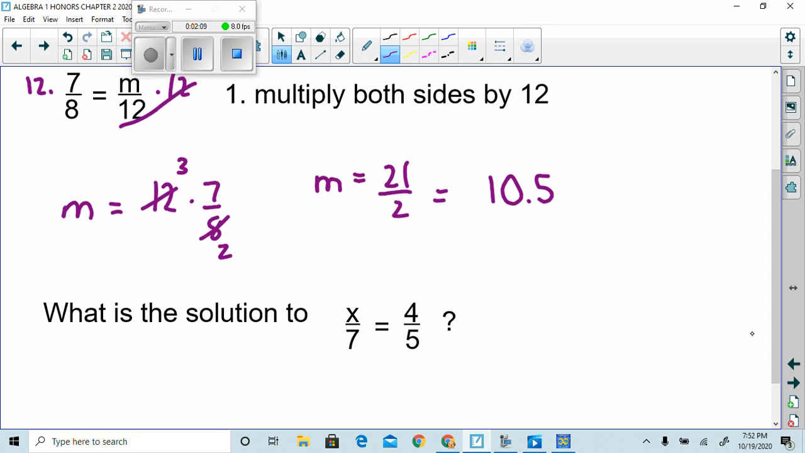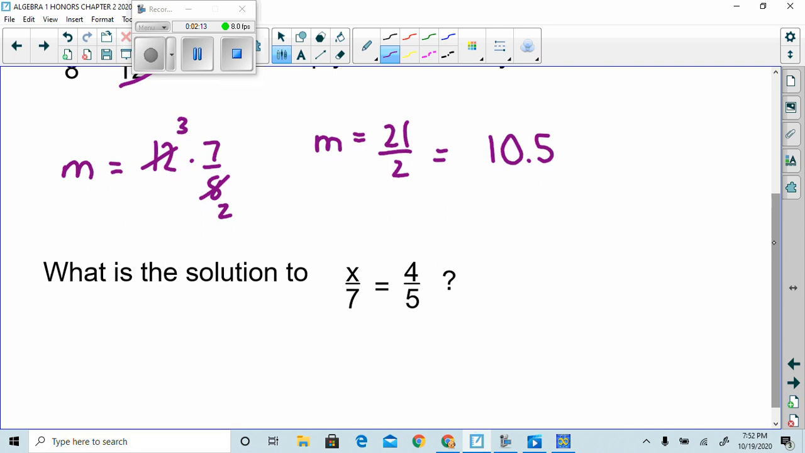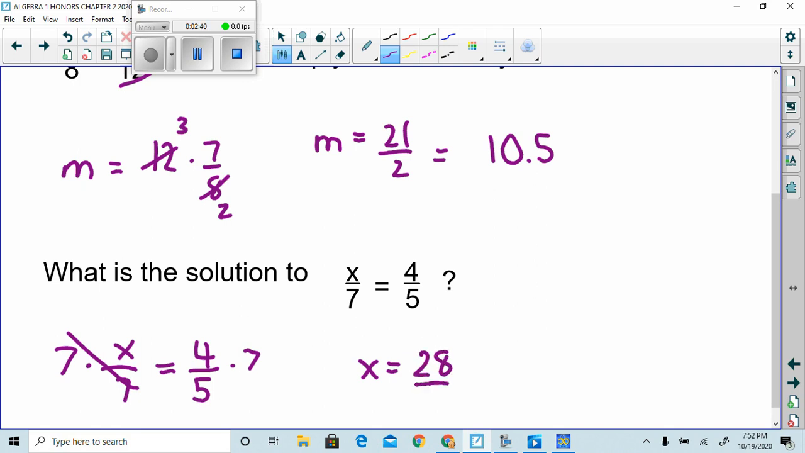Let's try a second one like that. And again, we did this with solving equations, so this is nothing new. If I look at this proportion, and remember, a proportion states that two ratios are equal, if I was asked to use the multiplication property of equality to isolate my variable, I'm going to multiply both sides by 7. It will cancel out on the left here, leaving me with x. Since I cannot simplify before I multiply, I'm going to have 28 over 5.